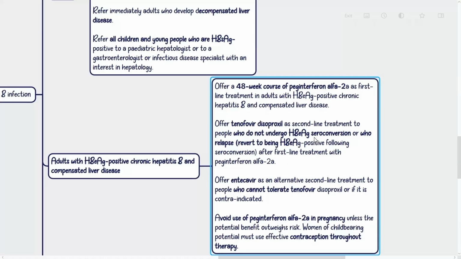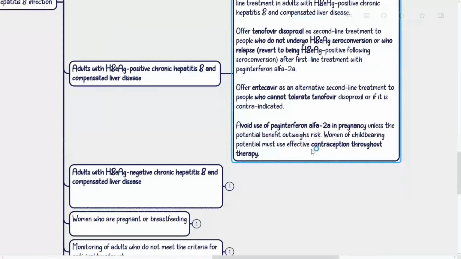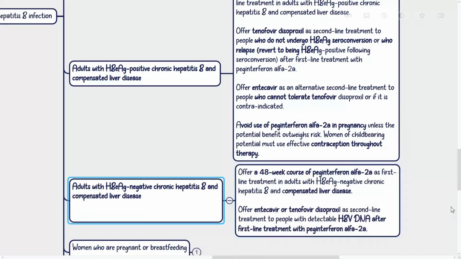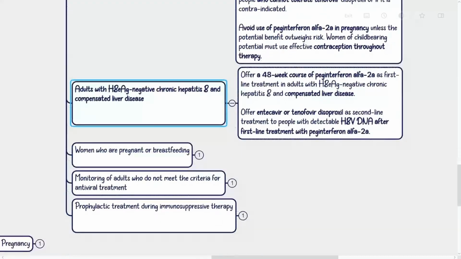Adults with hepatitis B e antigen positive chronic hepatitis B and compensated liver disease. Offer a 48-week course of peginterferon alfa-2a as first-line treatment in adults with hepatitis B e antigen positive chronic hepatitis B and compensated liver disease. Offer tenofovir disoproxil as second-line treatment to people who do not undergo hepatitis B e antigen seroconversion or who relapse, revert to being hepatitis B e antigen positive following seroconversion after first-line treatment with peginterferon alfa-2a. Offer entecavir as an alternative second-line treatment to people who cannot tolerate tenofovir disoproxil or if it is contraindicated.